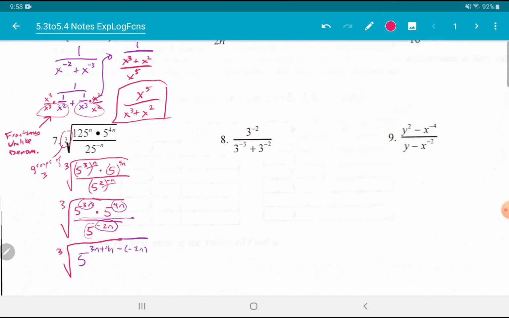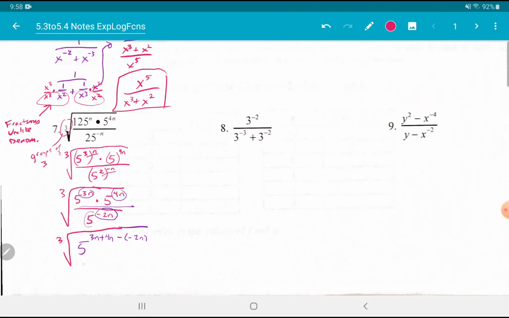Okay, so what we now have is the cube root of 5 to the 4 plus 3, 7n, plus another 2 is 9n. Okay, there we go. And then since we have a cube root, that is technically the same as to the power of 1/3. So why don't we just change that into 5 to the 9n to the power of 1/3. That's what the cube root means.